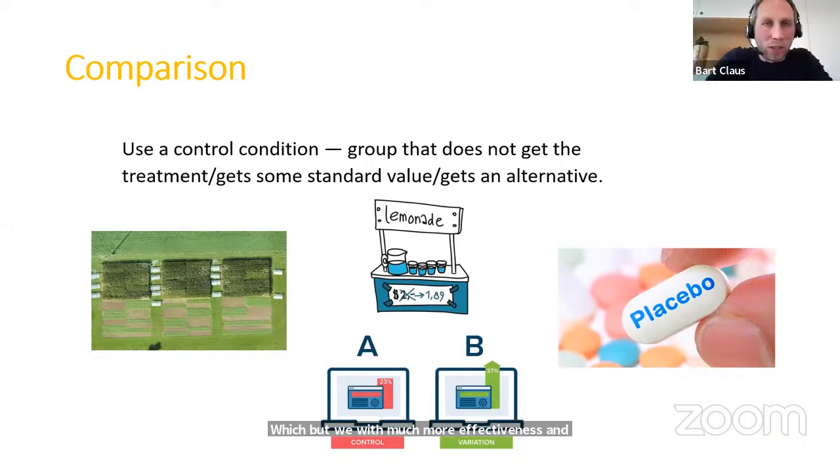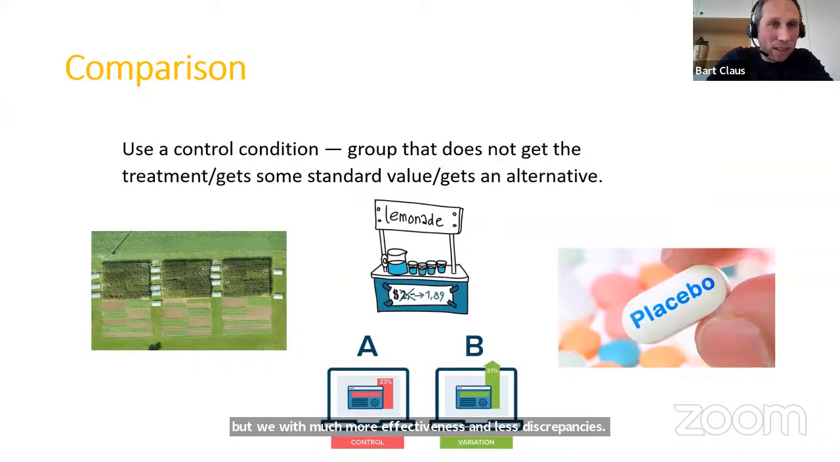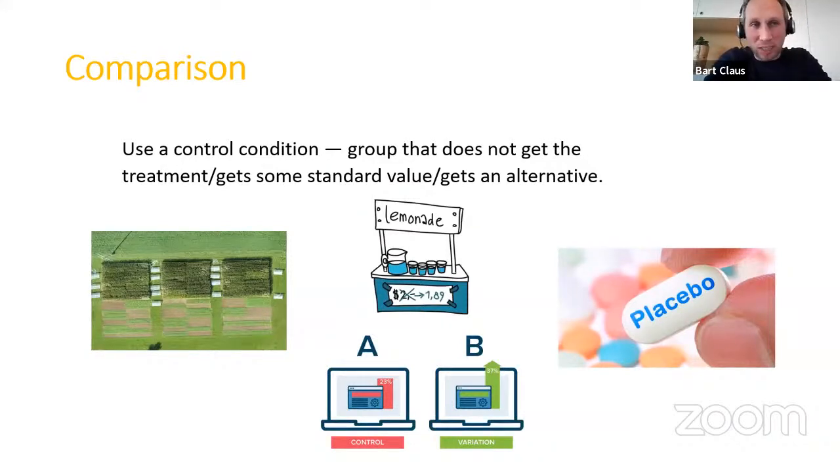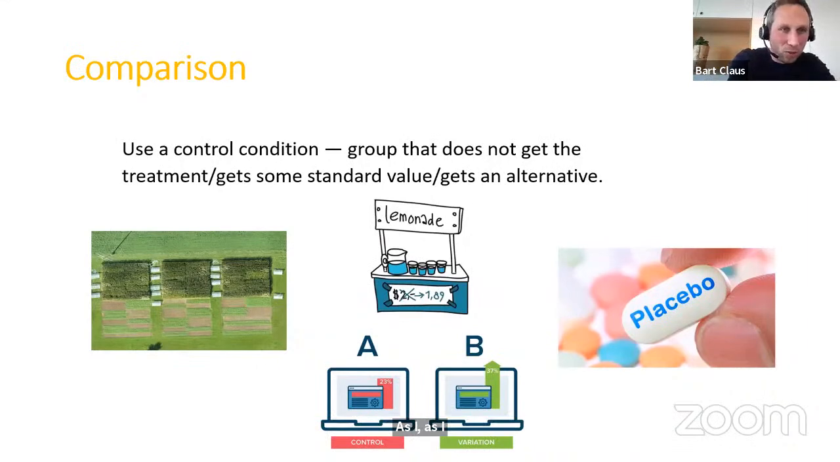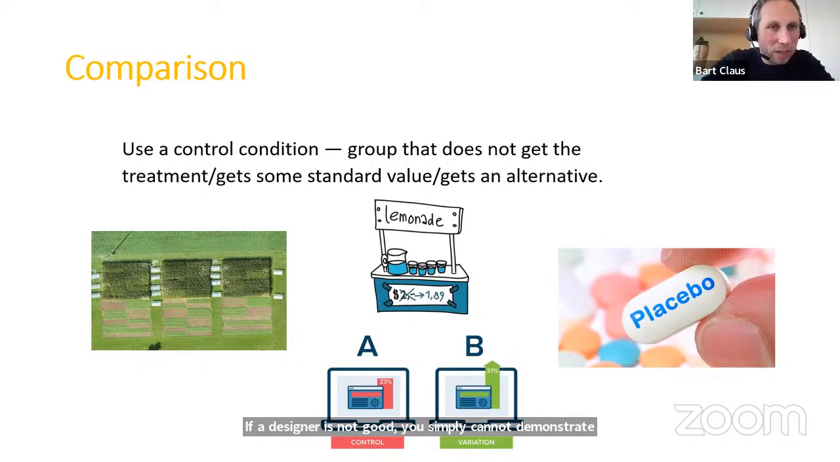Yeah. So the answer is you cannot, through analysis. You have to go to the design of the data collection and see whether that data collection was designed to show causality. And that's why it's important to consider design separate from analysis. As I mentioned on one of the slides, if a design is not good, you simply cannot demonstrate causality, no matter which analysis you use.